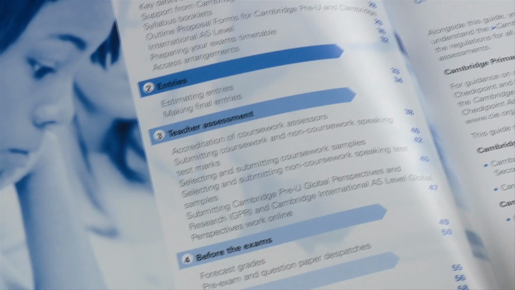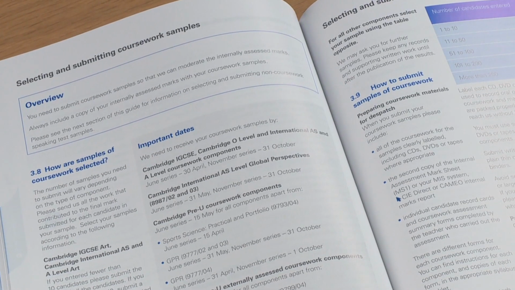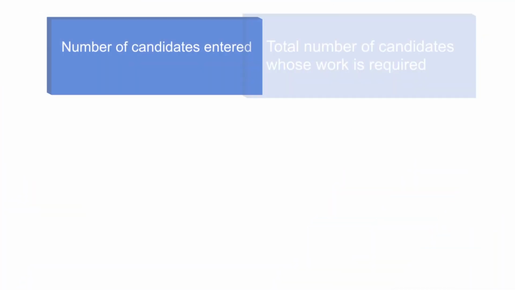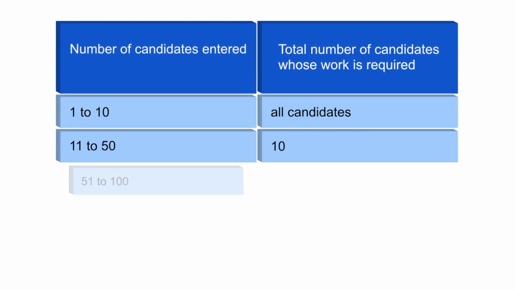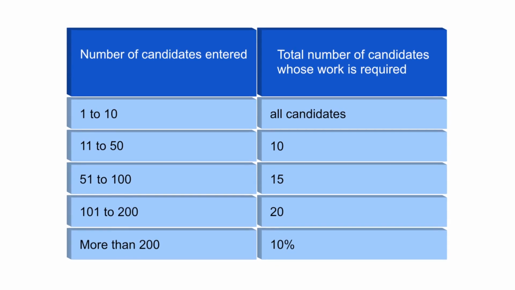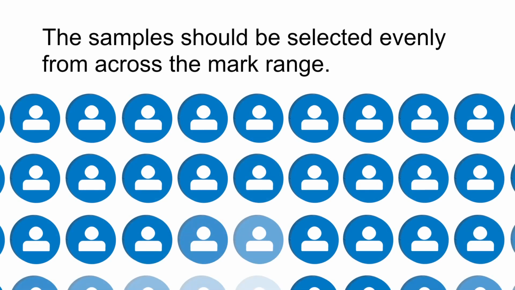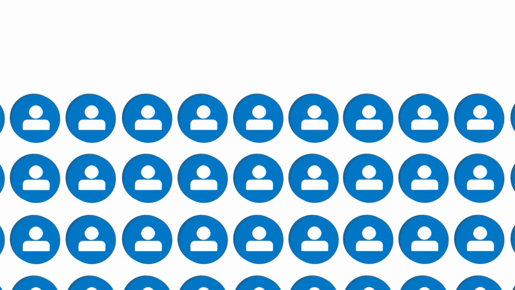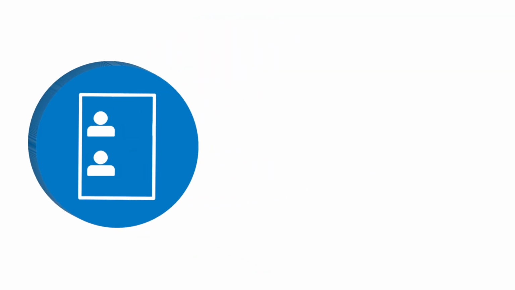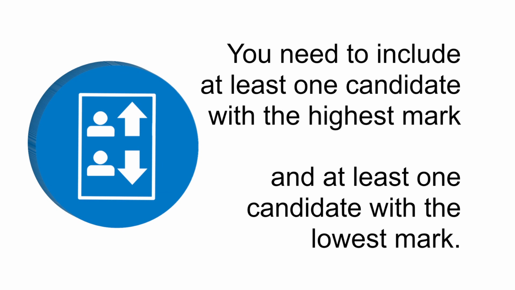There is a table in the Selecting and Submitting Coursework Samples section of the Administrative Guide that tells you the number of candidates for which you should select coursework. This number depends on the number of entries you made for the coursework component. The sample should be selected evenly from across the mark range, making sure you include at least one candidate with the highest mark and at least one with the lowest mark.